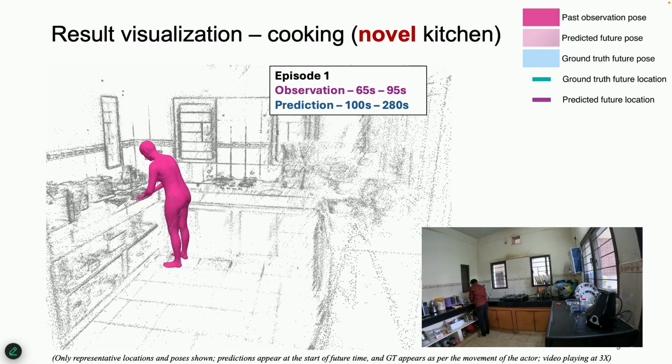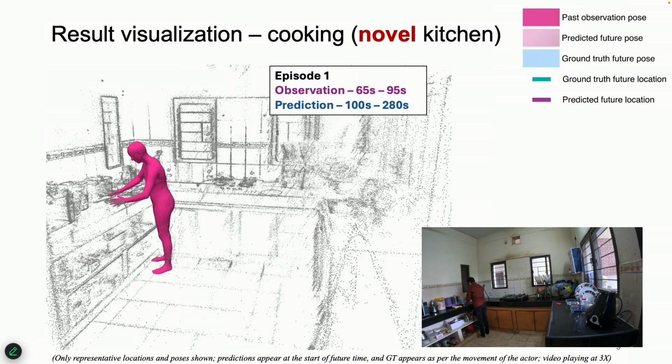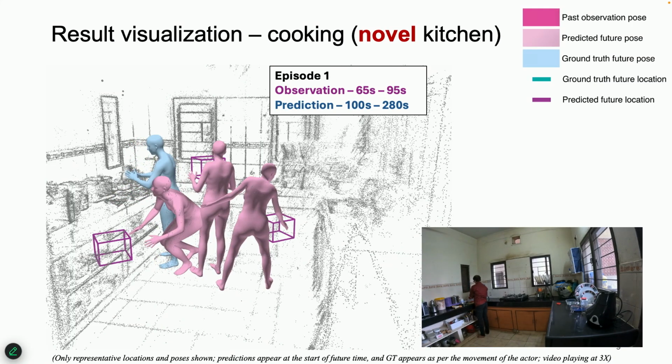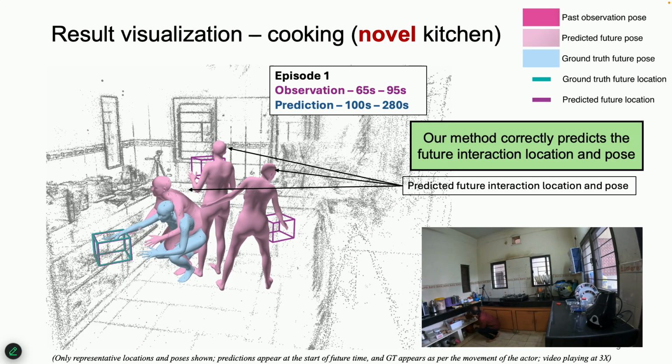We show one example here from cooking. Note that the kitchen here is novel. We'll play the video. The current human pose is the past observation pose. And here are the future interaction location predictions and how the human will look when doing those interactions. This is the first point. Our method correctly predicts the future interaction location and pose.